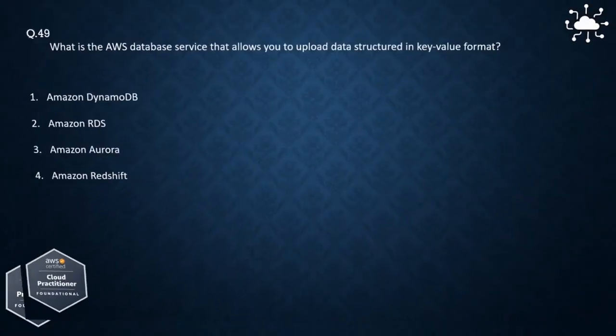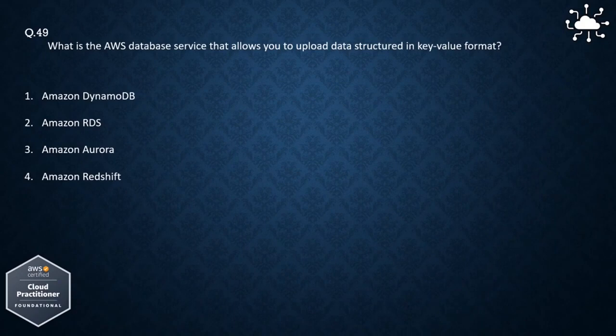Question 49. What is the AWS database service that allows you to upload data structured in key value format? 1. Amazon DynamoDB. 2. Amazon RDS. 3. Amazon Aurora. 4. Amazon Redshift. The correct answer is Amazon DynamoDB.